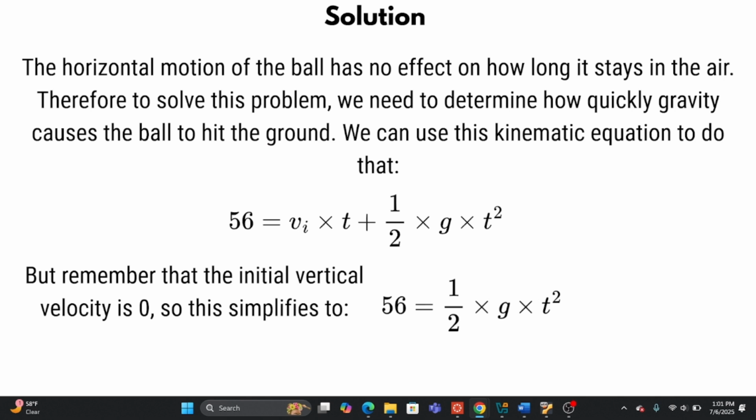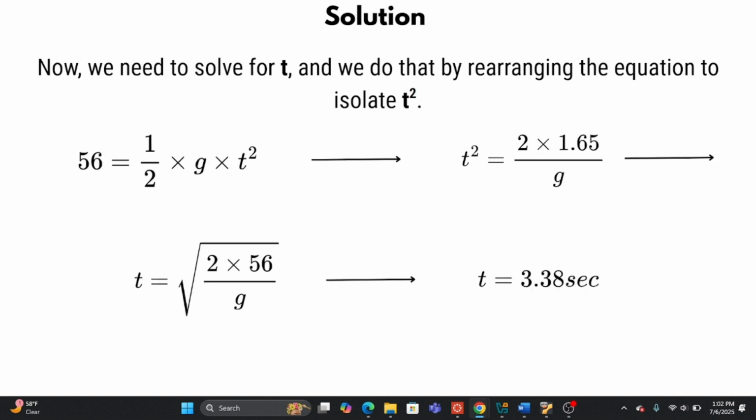And so to solve the problem, we just need to determine how quickly gravity causes the ball to hit the ground. And we can use the following kinematic equation to do that, just like last time. So 56 is equal to the initial velocity times the time plus 1/2 times g times t squared. But just like last time, the initial vertical velocity is 0, so it simplifies to 56 is equal to 1/2 times g times t squared.